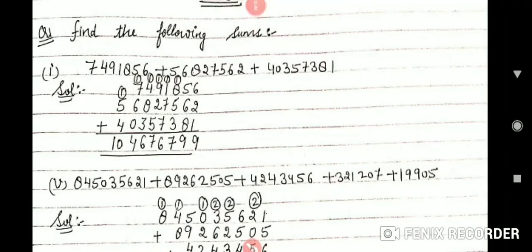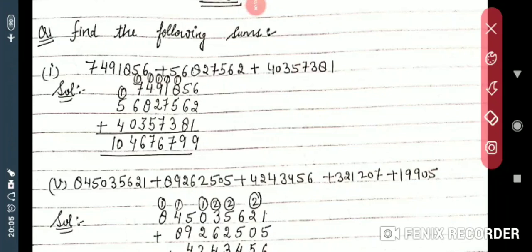So the first question is, find the following sums. Sums means that you have to add the numbers. Here 3 numbers are there and these are large numbers. So first we will write the first number. Then how you have to write the numbers.